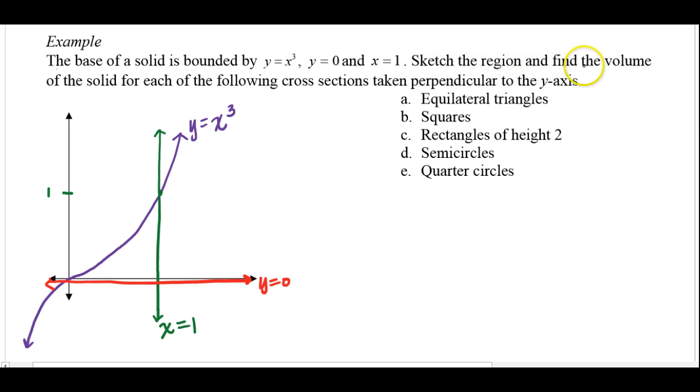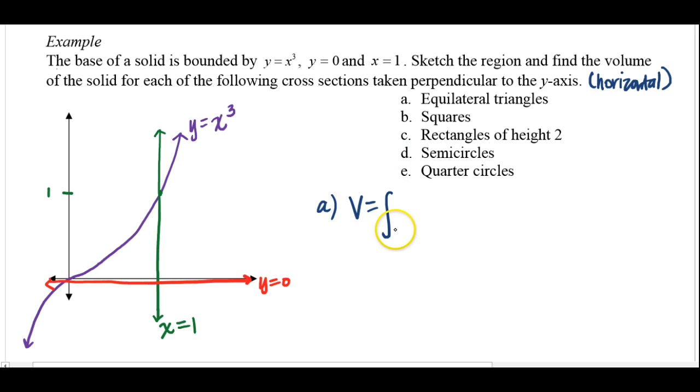So sketch the region, we've done that, and find the volume of the solid for each of the following cross-sections taken perpendicular to the y-axis. So we're going to have horizontal cross-sections. So we'll just go ahead and write that down as a reminder that we're going to have horizontal cross-sections, and here are each of the cross-sectional shapes. So we're going to have 5 different setups here for the volume of each. So let's go ahead and start with part A, equilateral triangles.